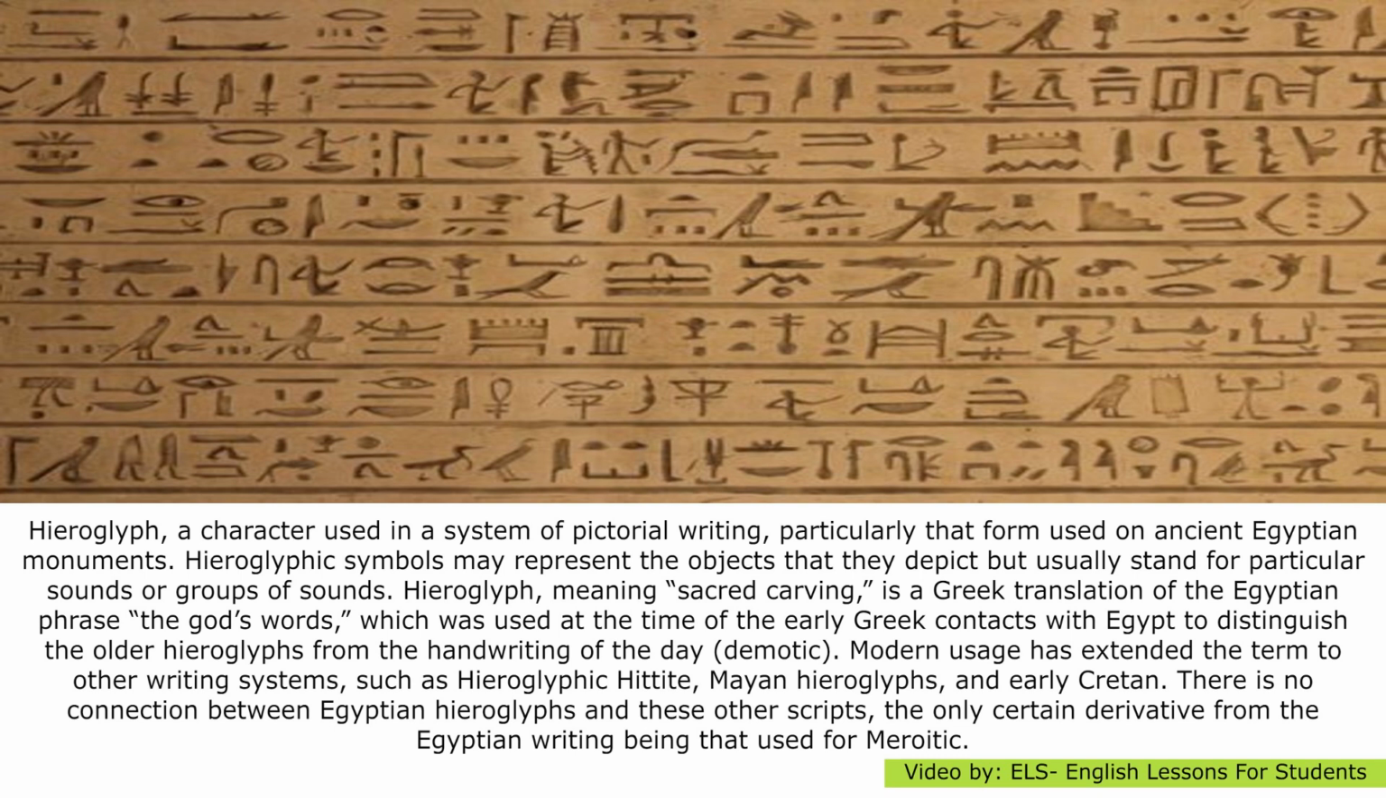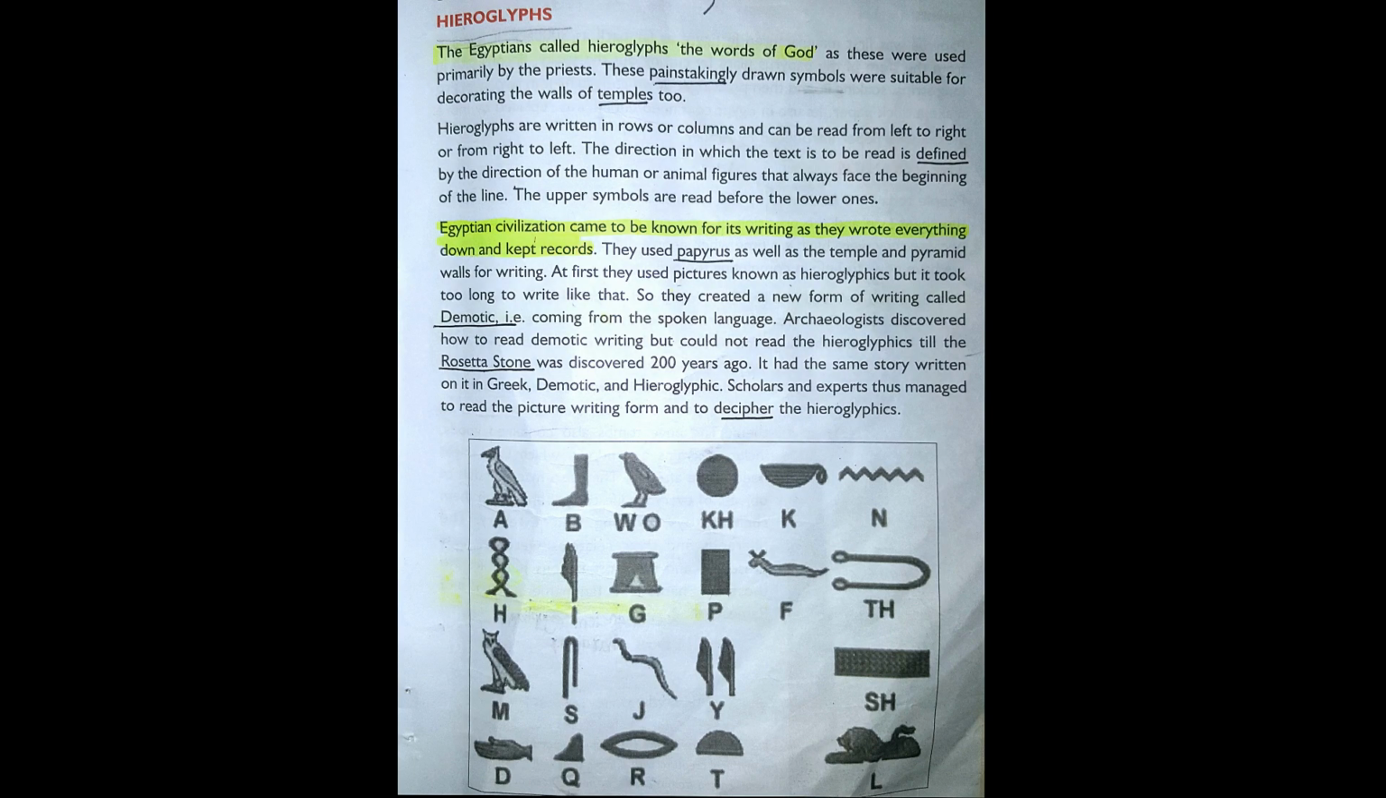Now you have to open your book to page number 7 so that we can start reading and understand more about hieroglyphs. The Egyptians called hieroglyphs the words of God, as these were used primarily by the priests. These painstakingly drawn symbols were suitable for decorating the walls of temples too. Painstakingly means in a way that shows you have taken a lot of care or made a lot of effort. So these symbols were suitable for decorating the walls of temples because it took great effort to make them.